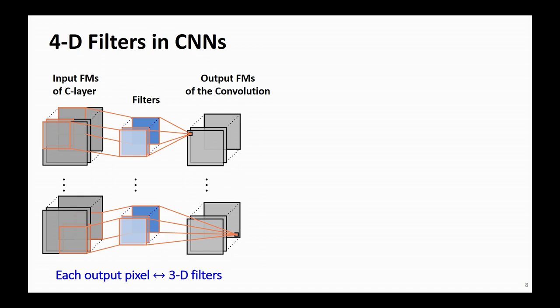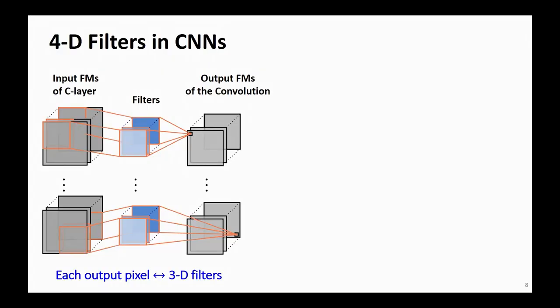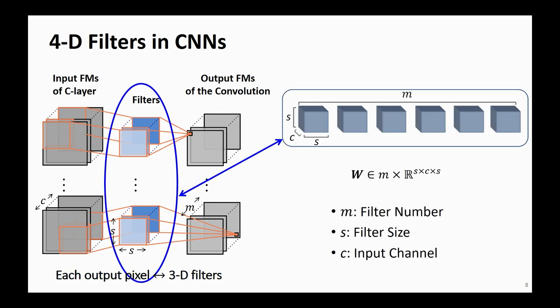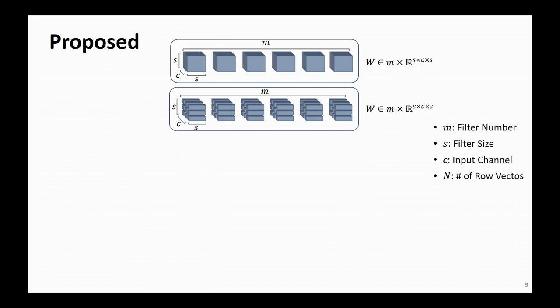To do so, I want to show you that filters in each convolutional layer of CNNs are 4D. In particular, generating each output pixel involves one 3D filter. Here, that is an output pixel. And here is our notation. The filter size is denoted as S by S, M is the filter number, and C is the input channel. Now I will show you our deep k-means technique step by step.